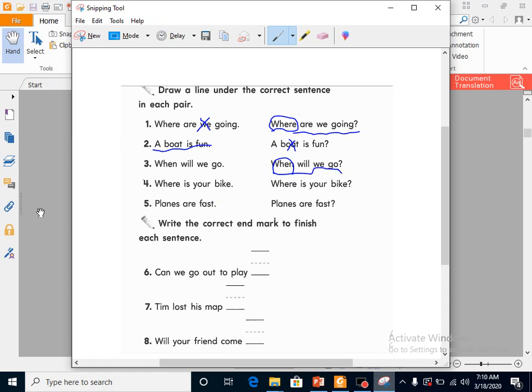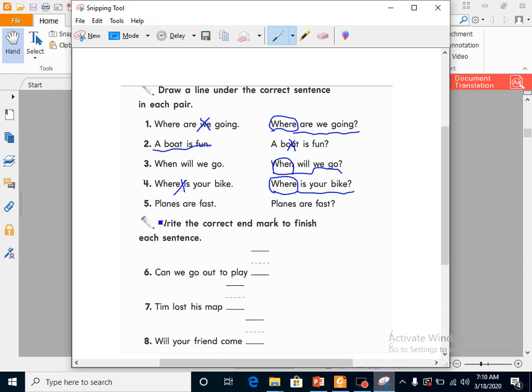Number four, where is your bike? What do you think? Is he telling you or asking you? Where is your bike? He's asking you. Okay, what is the question word? Where. Very good. So I must put a period or a question mark? Question mark. So here is the question word and this sentence is the right sentence.